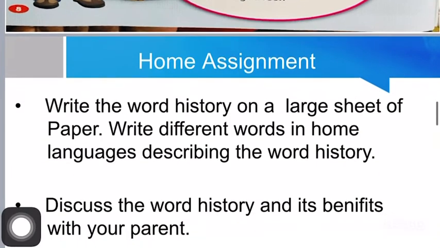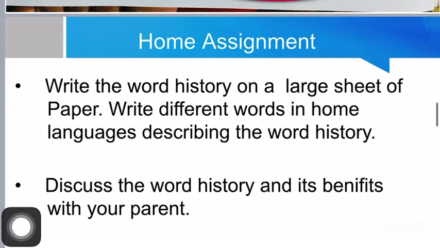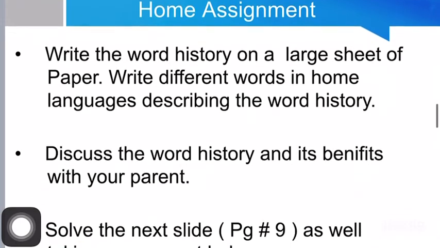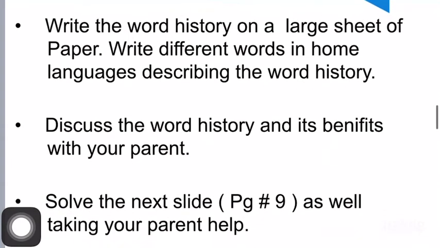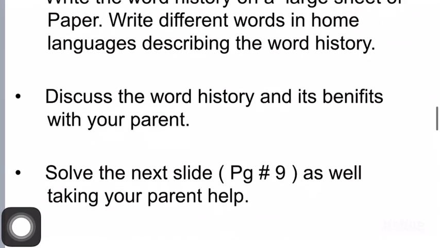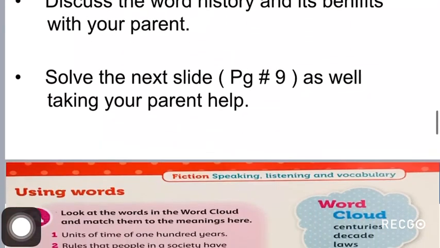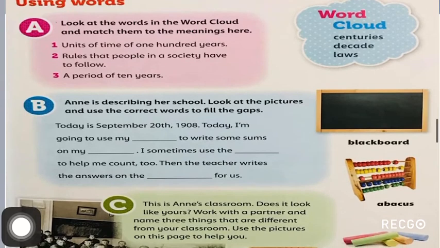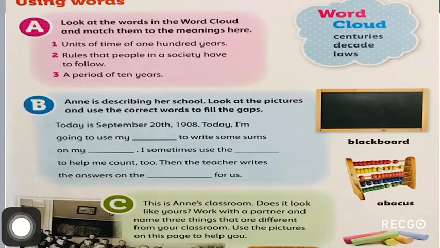The second home assignment is to discuss the word history and its benefits with your parents or the person who is showing you this video. And the third thing, solve the next slide on page number 9 of your book with the help of your parents. Now there are 3 questions, question A, question B and question C. These 3 questions are very easy, the easiest questions of page number 9.